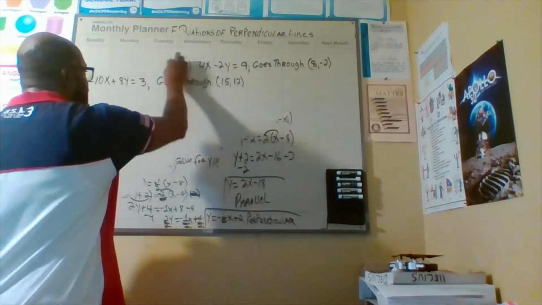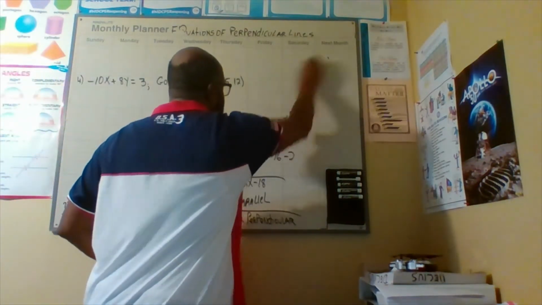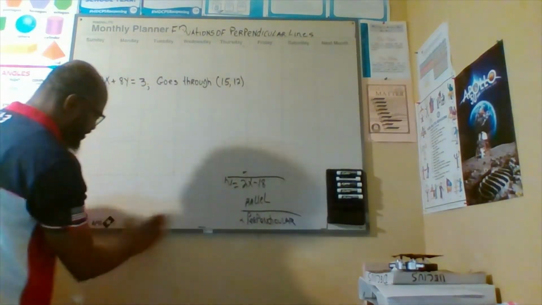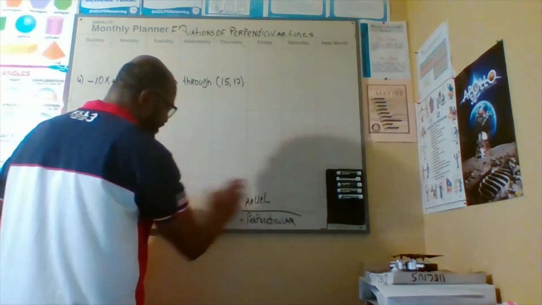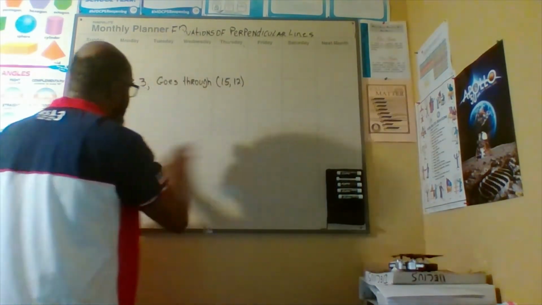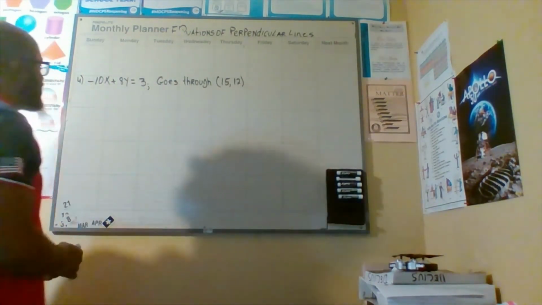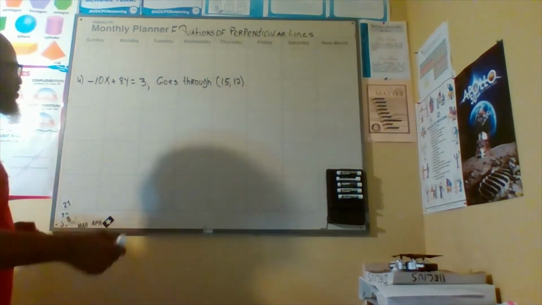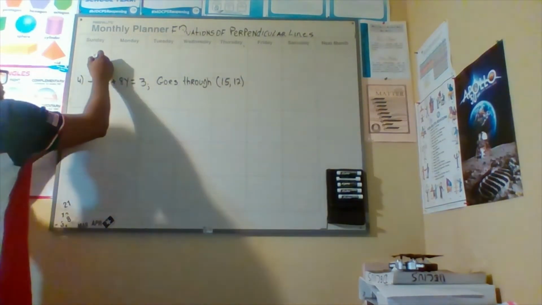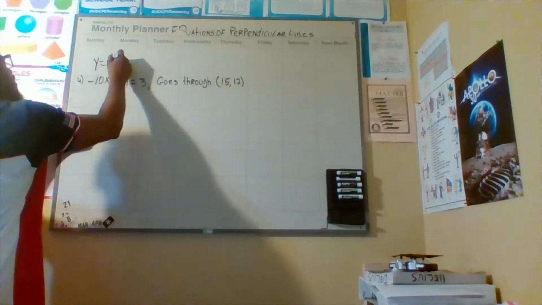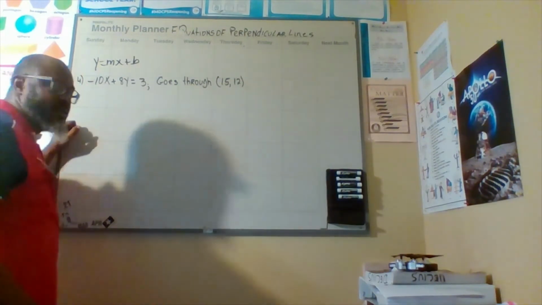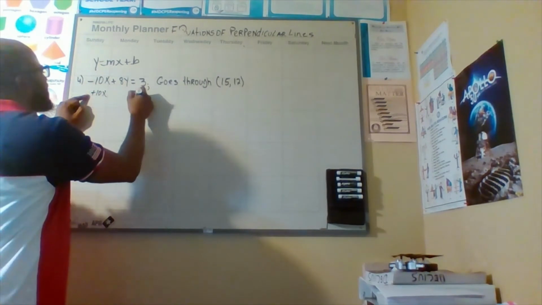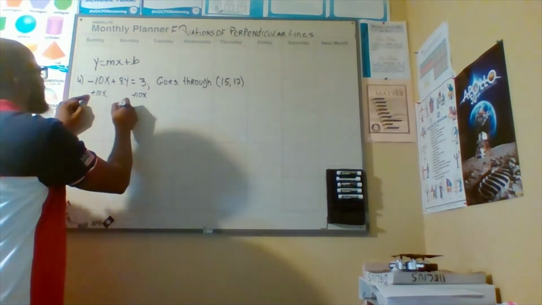Right now, your equation is in standard form. So we will have to solve for y to put it in slope-intercept form. We need to change that from standard to slope-intercept form, y equal mx plus b. In this case, we're going to add 10x to each side. Then you will have 8y equal 10x plus 3, then divided by 8. Then you will have y equal 10/8 x plus 3/8.